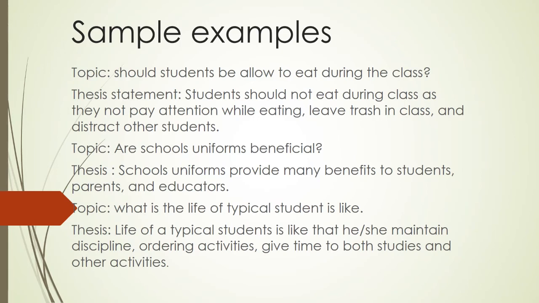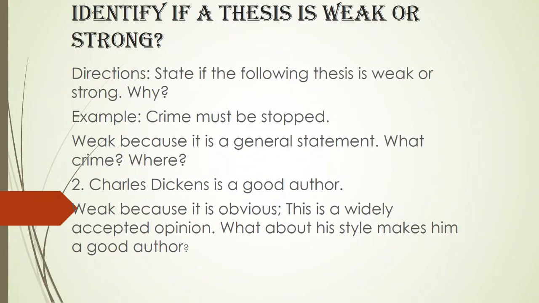How to identify whether a thesis statement is strong or weak? So I will help you understand by discussing some examples. The example here is: crime must be stopped. It's a weak thesis statement because it's a general statement. It does not address what crime, or where this crime takes place.